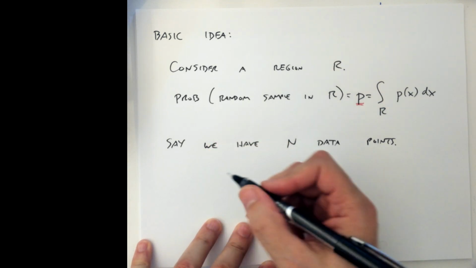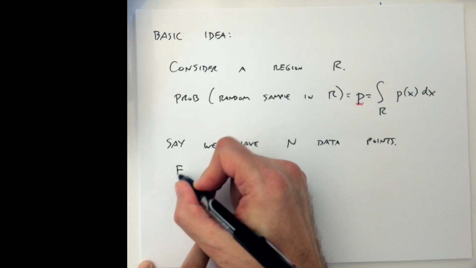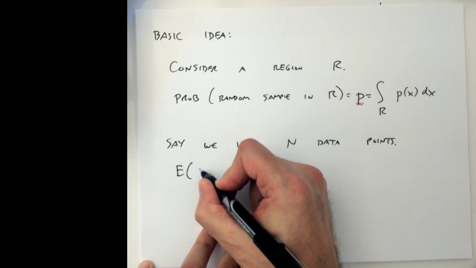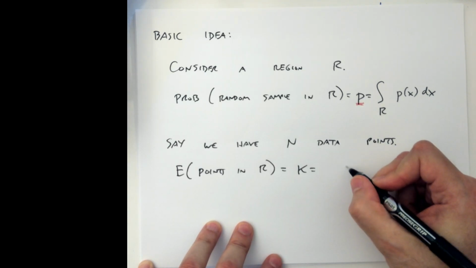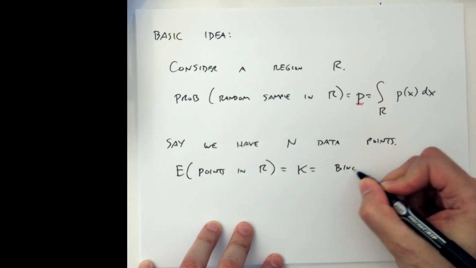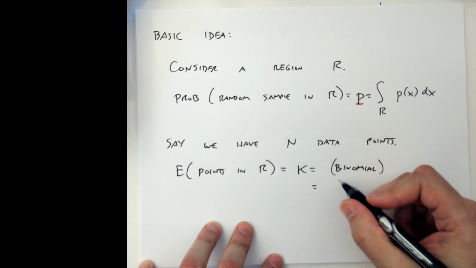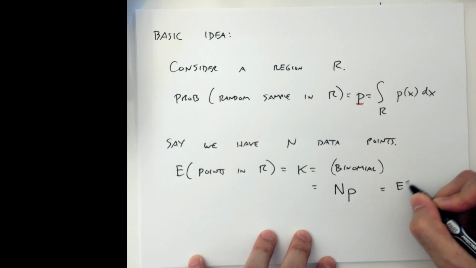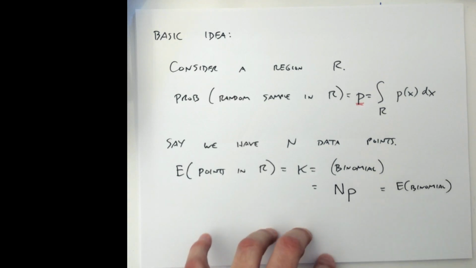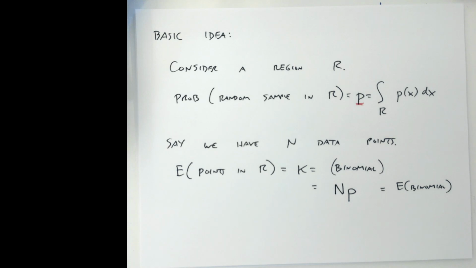So the expected number of points in R, let's call that K, is equal to, because it's a binomial, the number of data points I have times P. This is the expected value of the binomial. Again, if that seems like a distant memory, that's another thing to go back and look in your probability notes about. It's like saying how many successes out of n trials. That's a binomial random variable, and the expected value is the number of trials times the probability of success, okay?